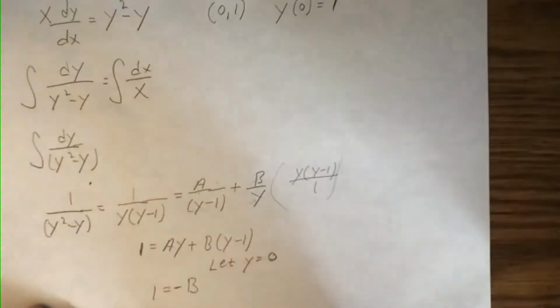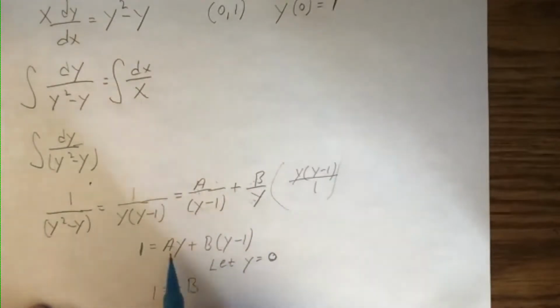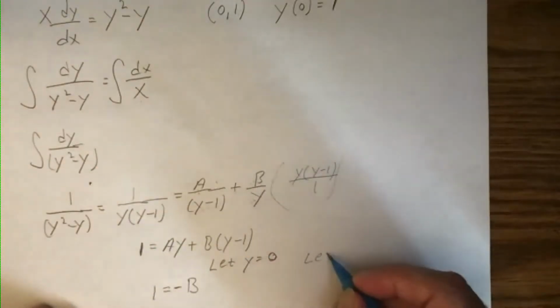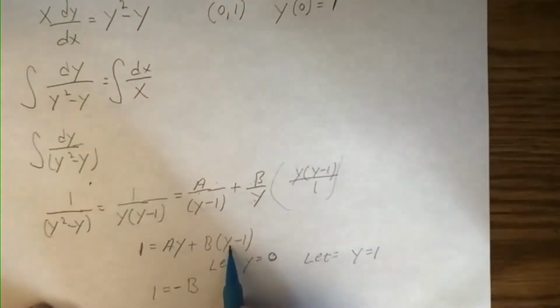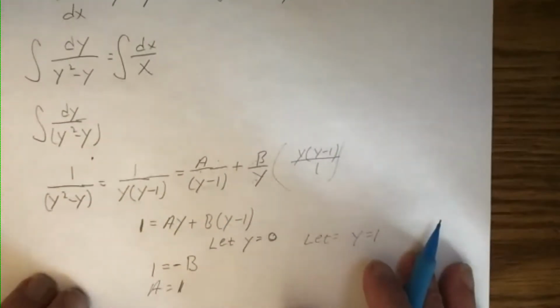I'm letting y equal 0, as opposed to solving the differential equation. That's an easy way to do it. You get rid of the constant a by letting y equal 0, and then I'm left with b equal to minus 1. Now, if I let y equal 1, then this is 0, and I'm getting that a is equal to 1. So that's it. Now I have my a and b.